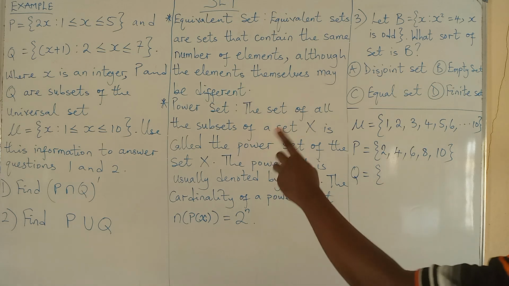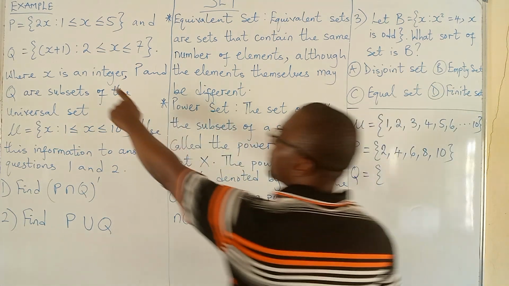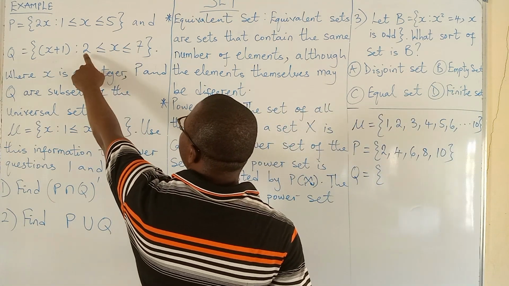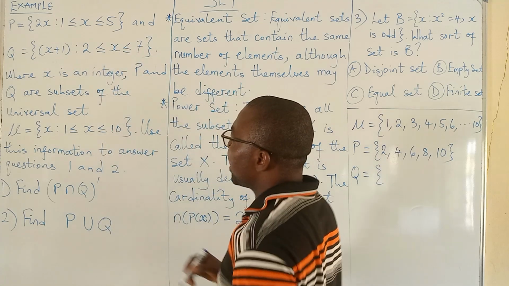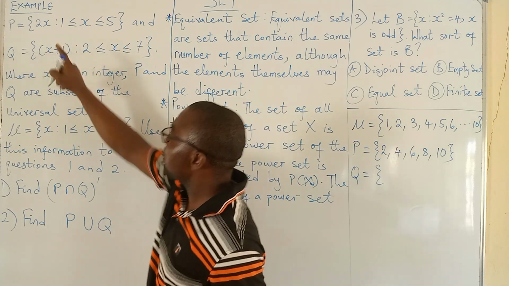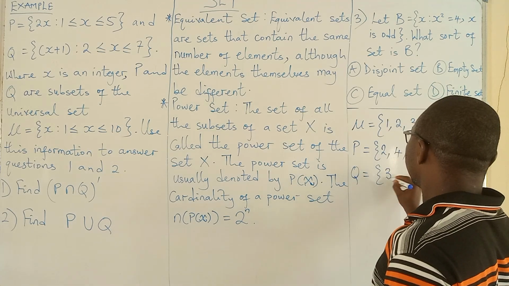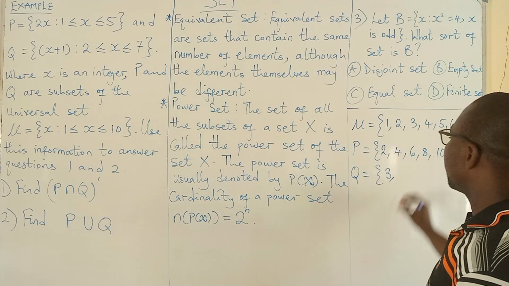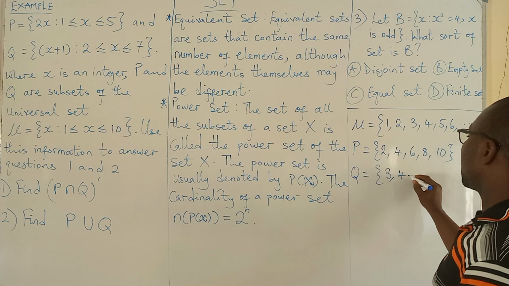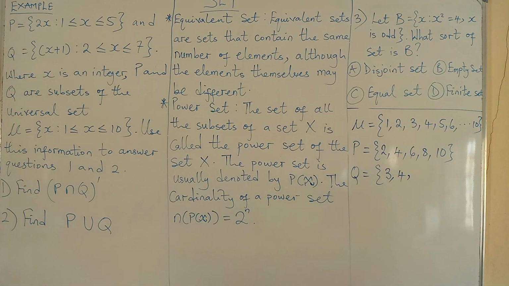Q is a set of x plus 1 such that x runs from 2 to 7. So when x is 2, this will be 2 plus 1, giving you 3. When x is 3, we'll have 4. That's 3 plus 1. And when x is 4, we'll have 5.